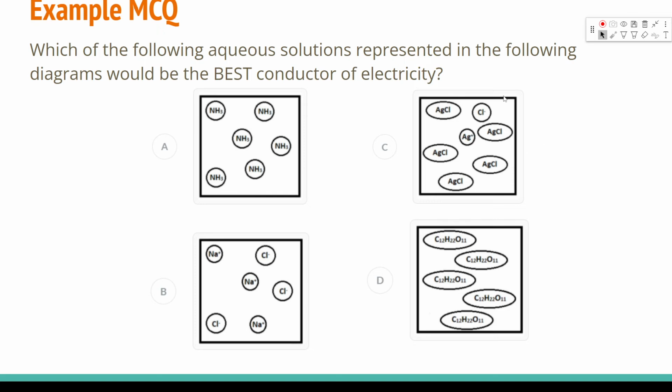We look at C. I do have some ions in here, so those can conduct. B, I have a lot of ions in here, so that can really conduct. And then D, we have a molecule. Molecules don't conduct because they're just IMFs. They don't hold a full charge. They only hold partial charges at the most. So my options are B or C, but the best conductor has more ions, so therefore it's going to be B.